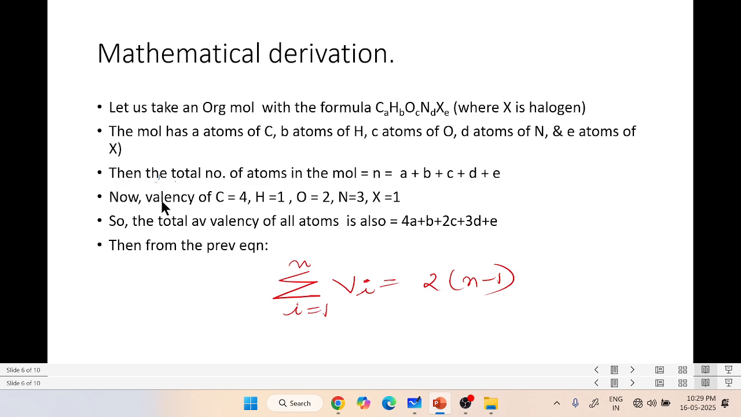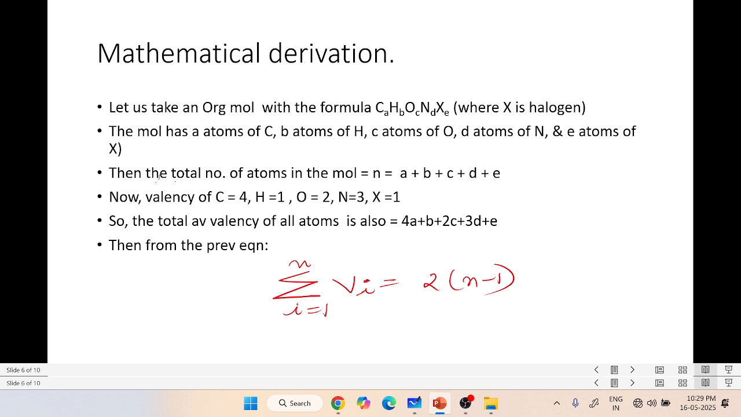So now the valency of carbon is 4, H is equal to 1, O is equal to 2, N is equal to 3, and X is equal to 1, right? X is a halogen, they show valency of 1. So the total available valencies of all these atoms is also 4a plus b plus 2c plus 3d plus e, right?